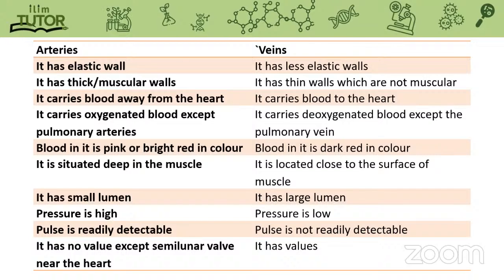In terms of the size of the lumen, from the diagram we looked at, we can see that the veins have a larger lumen compared to the artery. Now, when we look at the pressure within both blood vessels, we can see that the pressure within the arteries, okay, is much higher, while the pressure in the vein is much lower, as expected.